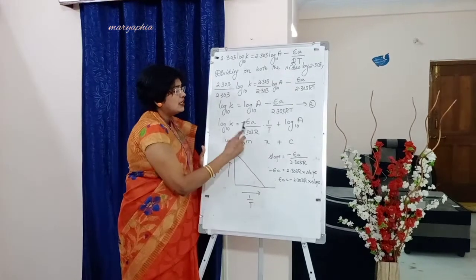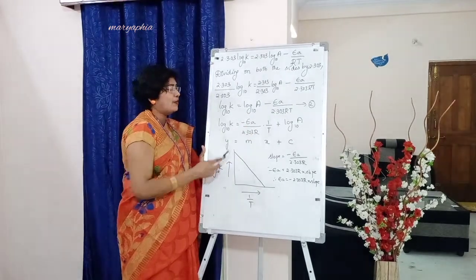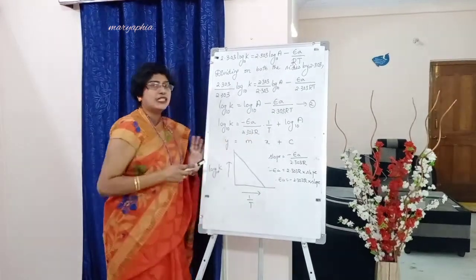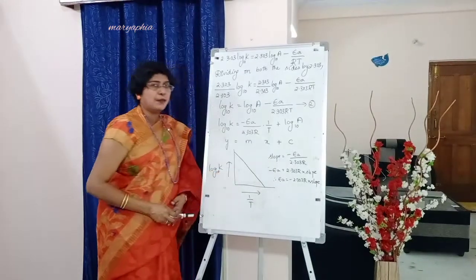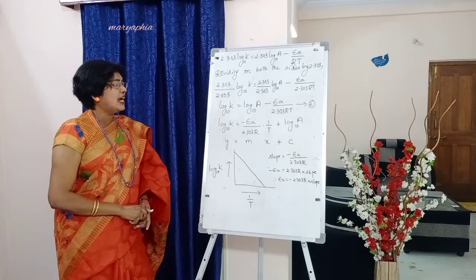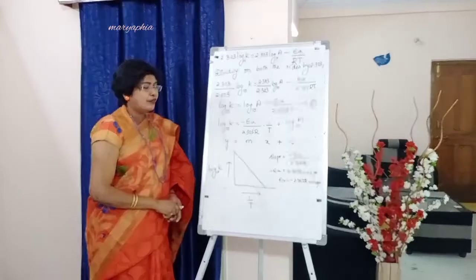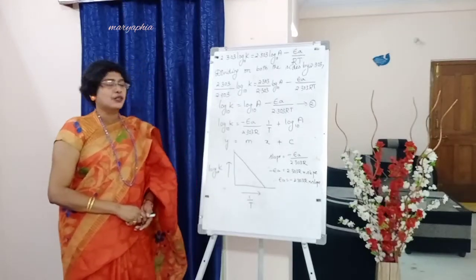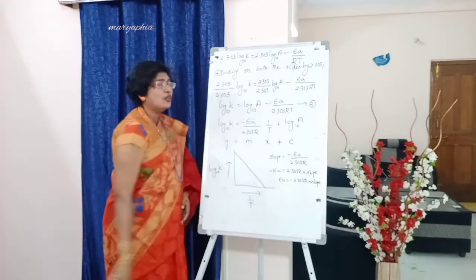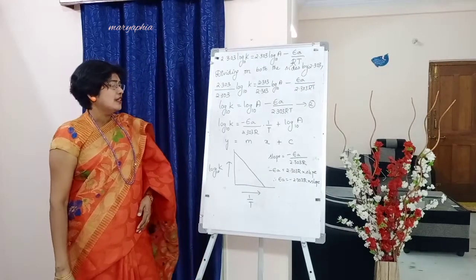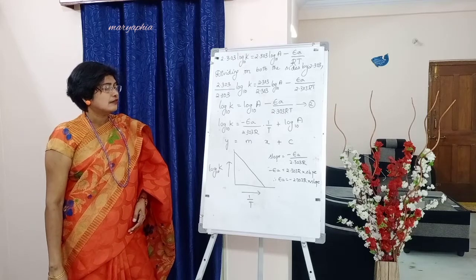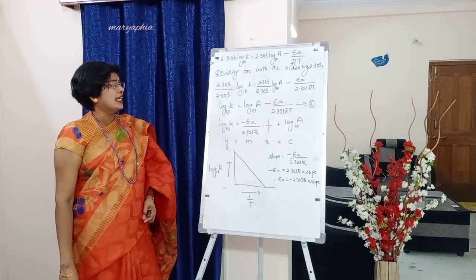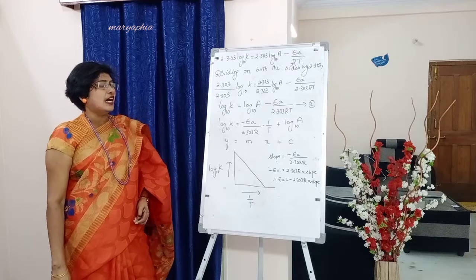So a simple calculation I have written here, students. Slope is equal to, what is the slope value from our equation? Minus EA by 2.303 R. Therefore, minus EA is equal to, cross multiplication, 2.303 R into slope. Therefore, EA will be equal to, minus shifted to the right side. So write down: EA is equal to minus 2.303 R into slope.